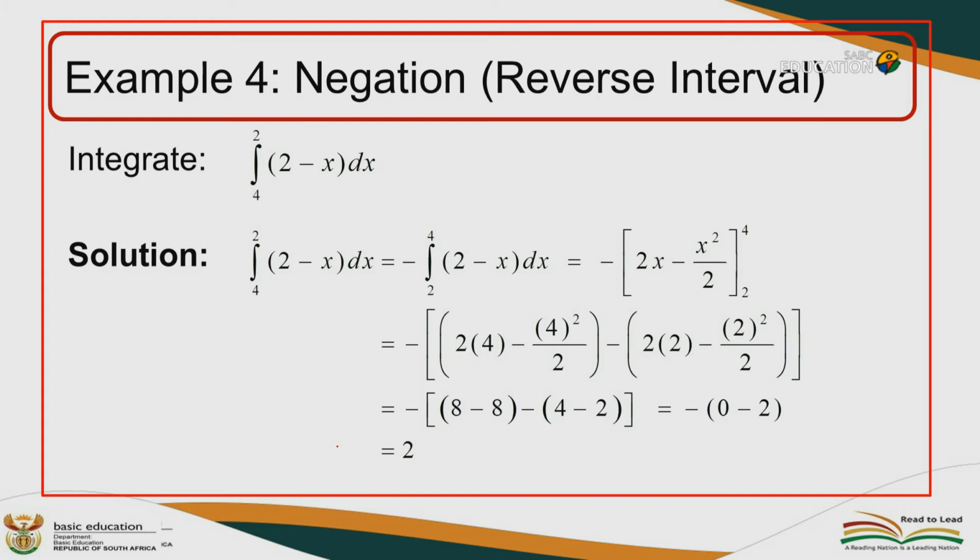Then the normal procedure: firstly, evaluate the integral of 2 minus x, which will give you 2x minus x squared over 2. Then you do the substitutions. If you are doing the correct substitutions using your calculator, I recommend that you always practice how to use your calculator, so that you do the substitution correctly, and then your answer will give you 2.